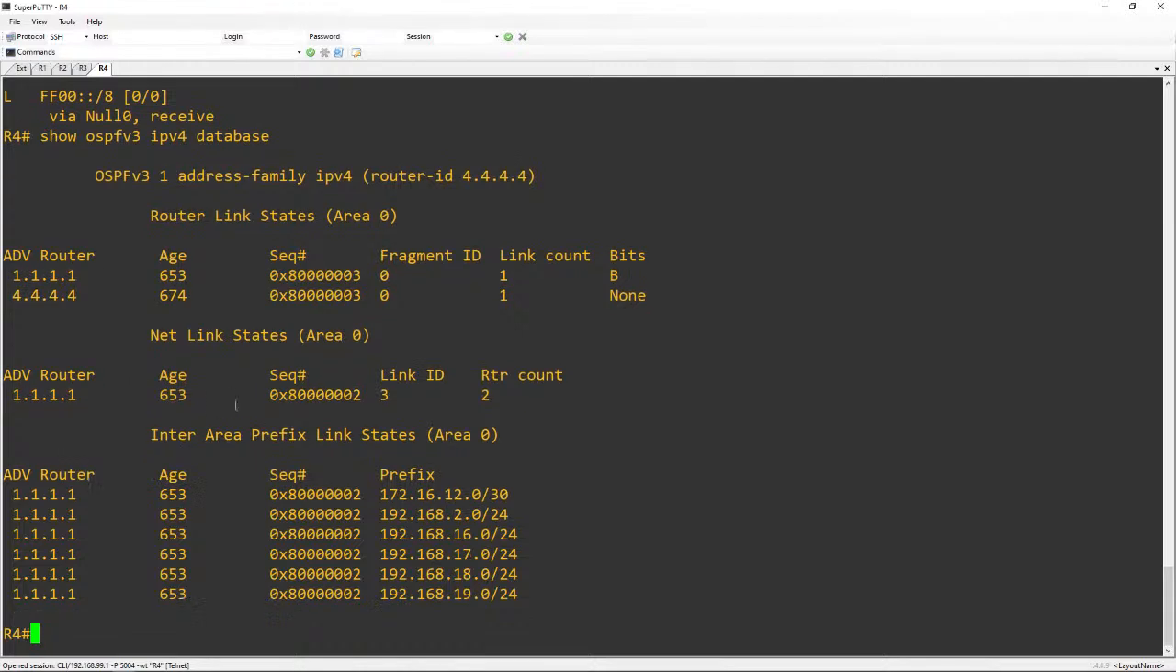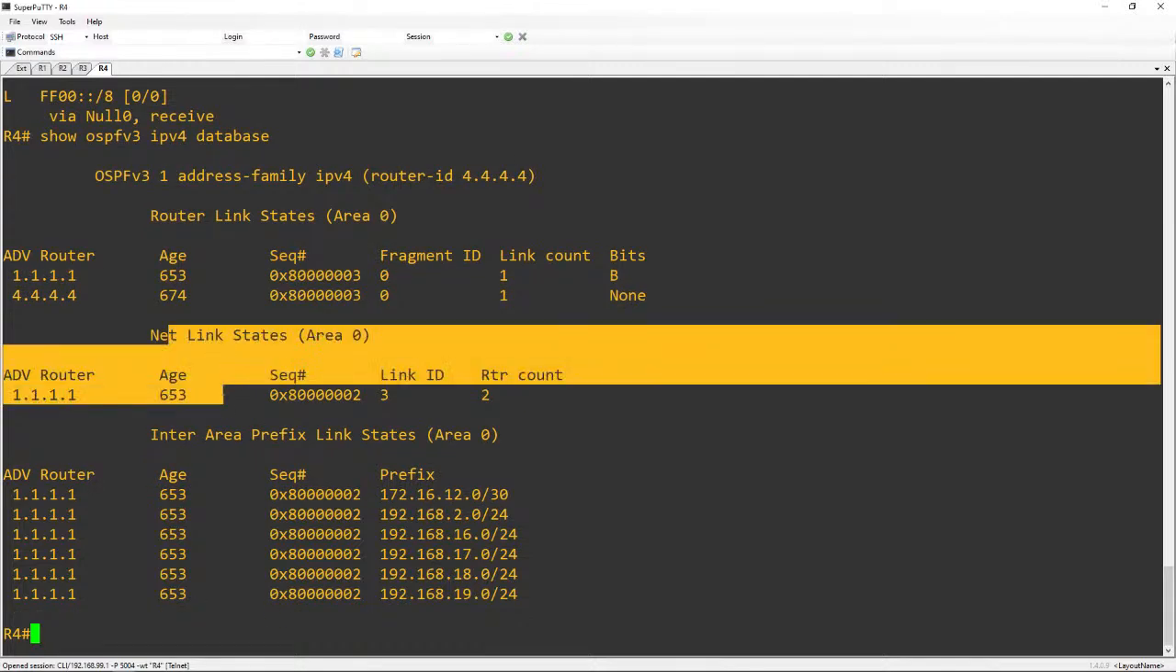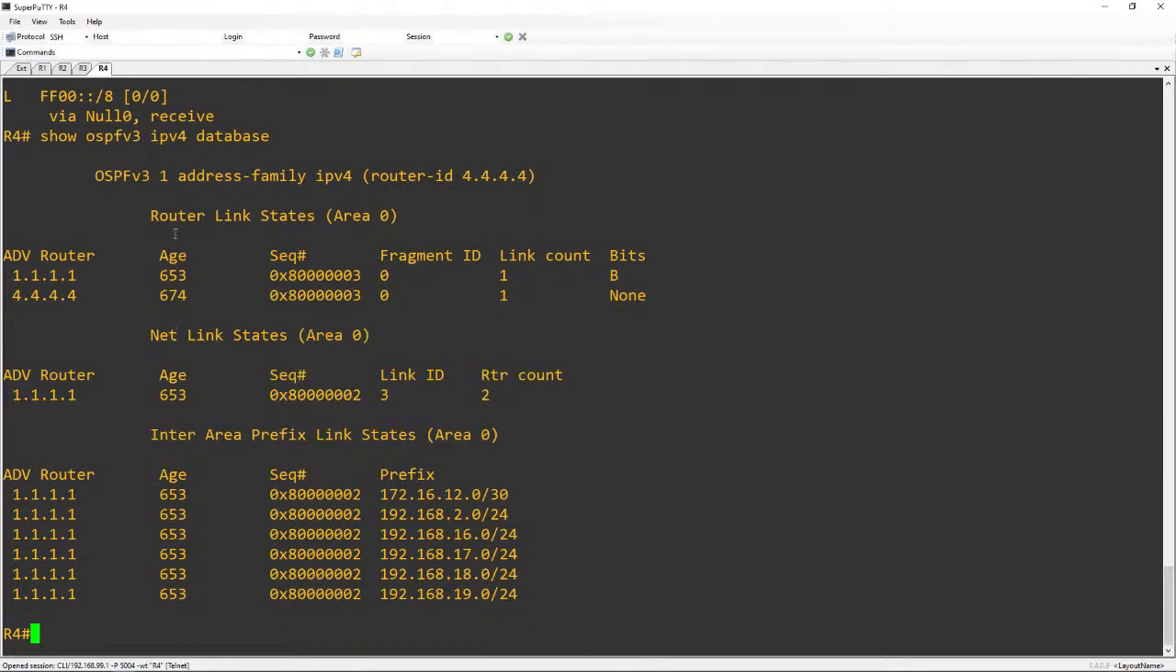Now, you look at this. I'm going to break down the rest of the LSA types here, but let's go step by step. A router LSA, if you recall, is a type 1 LSA. It is generated by everybody in the topology, everybody within the area. And router 4 is in area 0. So these are the LSAs that I'm learning from area 0.